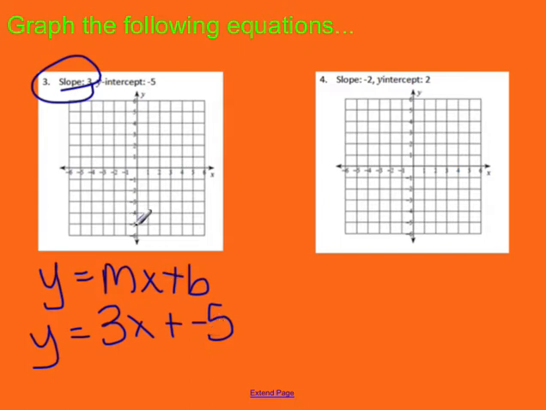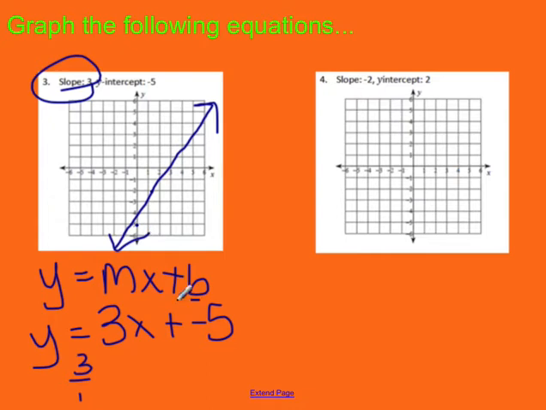So I'm crossing the y-axis at negative 5. Then my slope is 3. Well, 3 is the same as 3 over 1. So I'm going up from the slope 1, 2, 3, and I'm going to go over 1. Then from here I can go ahead and connect these dots to make a pretty line. And there's my answer for number 3.